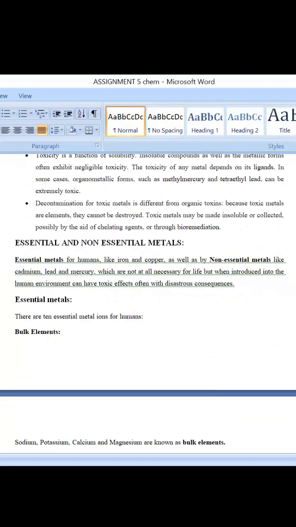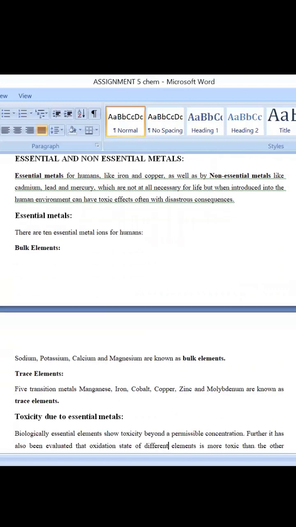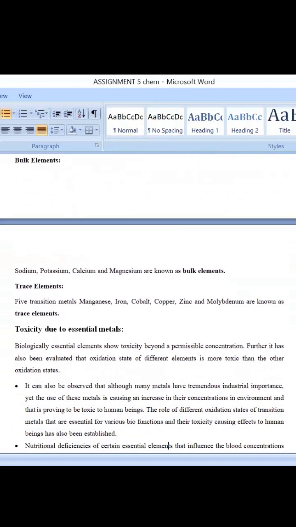There are 10 essential metal ions for humans. Bulk elements: sodium, potassium, calcium, and magnesium are known as bulk elements. Trace elements: five transition metals, which include manganese, iron, cobalt, copper, zinc, and molybdenum, are known as trace elements. Next point is toxicity due to essential metals. Biologically essential metals show toxicity beyond a permissible concentration.